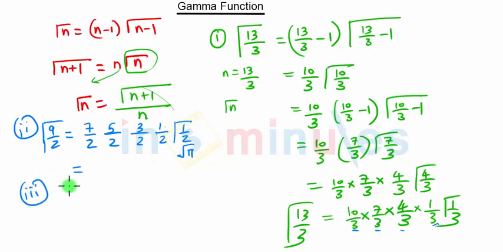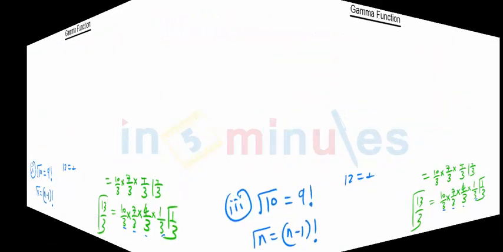Third, we have gamma of 10. What is gamma of 10? We know that when we have a positive integer, gamma of n is nothing but n minus 1 factorial. So gamma of 10 will be 9 factorial. What is gamma of 2? Gamma of 2 is 1, we have calculated.